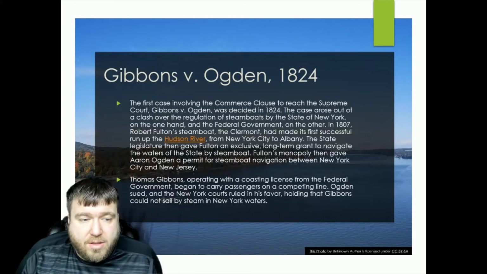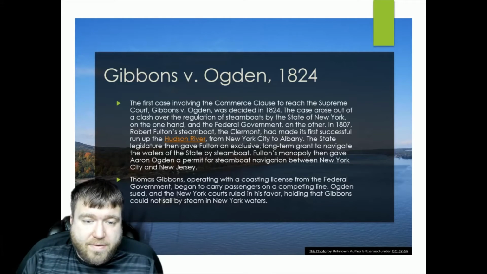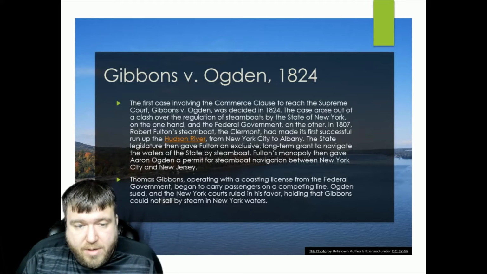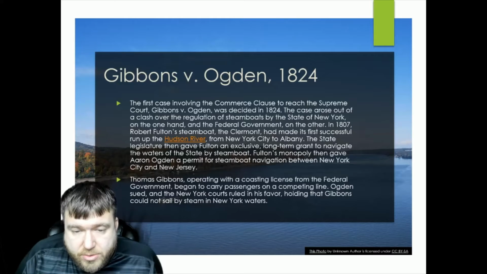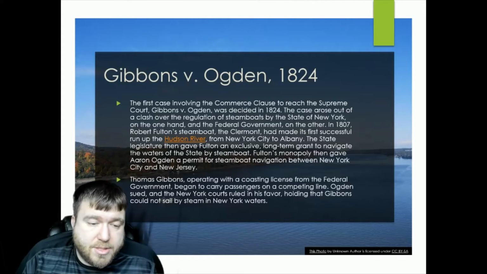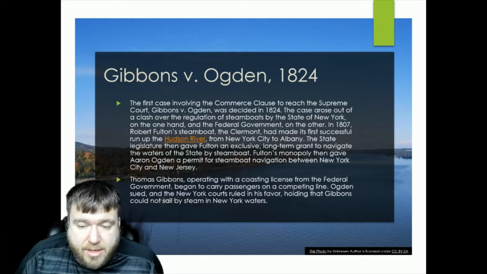The case arose out of a clash over the regulation of steamboats by the state of New York, on the one hand, and the federal government on the other. In 1807, Robert Fulton's steamboat, the Clermont, had made its successful run up the Hudson River, from New York City to Albany. The state legislature then gave Fulton an exclusive, long-term grant to navigate the waters of the state by steamboat. Fulton's monopoly then gave Aaron Ogden a permit for steamboat navigation between New York City and New Jersey. Thomas Gibbons, operating with a coasting license from the federal government, began to carry passengers on a competing line.